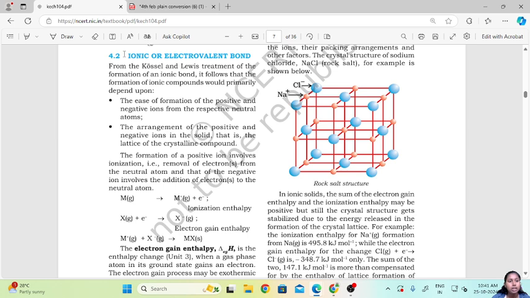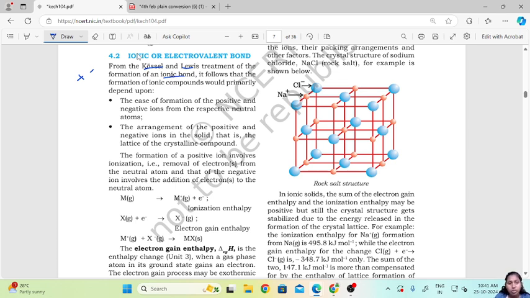So first one is the ionic or electrovalent bond. The ionic bond basically is formed between two ions. Now those ions can be either a positive or a negative ion. From Kossel and Lewis treatment of the formation of ionic bond, it follows that the formation of ionic compounds would primarily depend upon certain factors. Now what are the factors on which the formation of ionic bond depends?